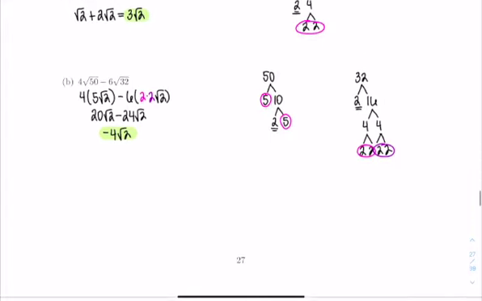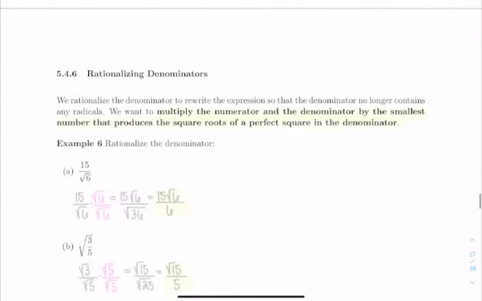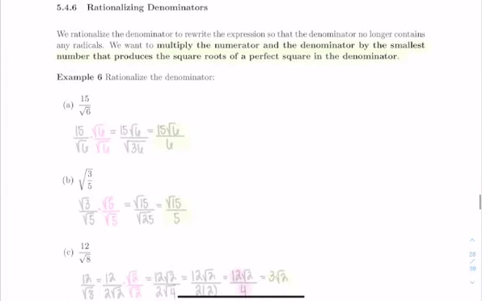And the last thing we're going to talk about is rationalizing denominators. We rationalize the denominator to rewrite the expression so that the denominator no longer contains any radicals. We want to multiply the numerator and the denominator by the smallest number that produces the square root of a perfect square in the denominator. So we want to multiply the top and bottom by the denominator.